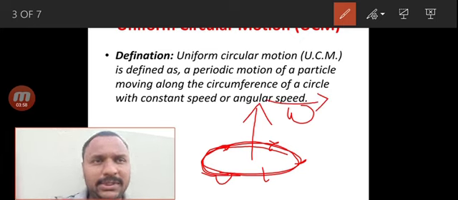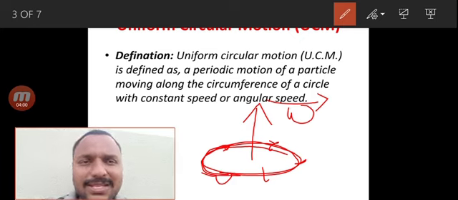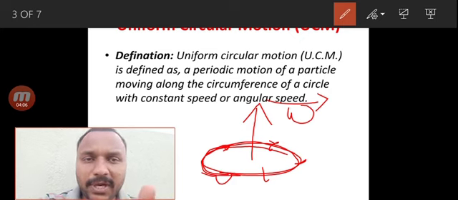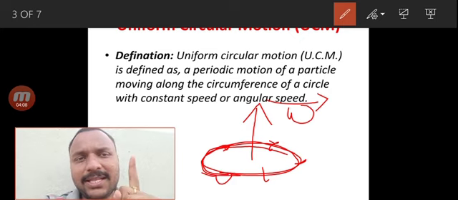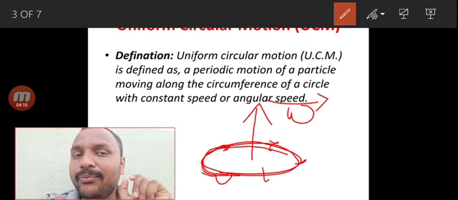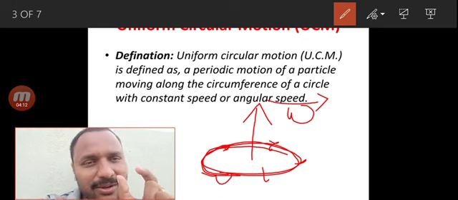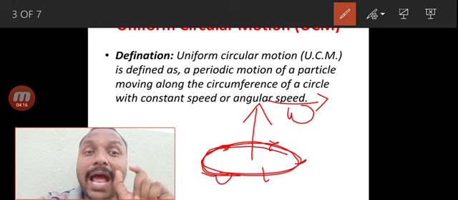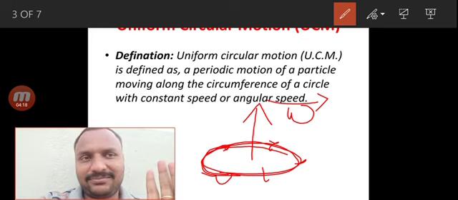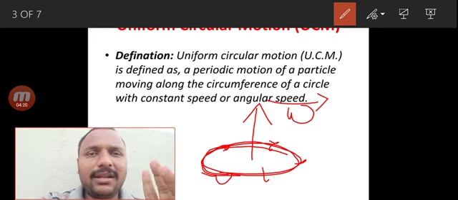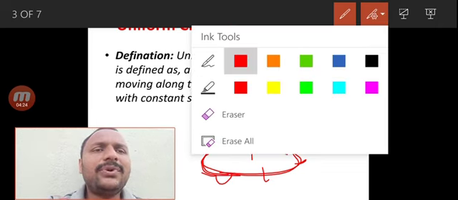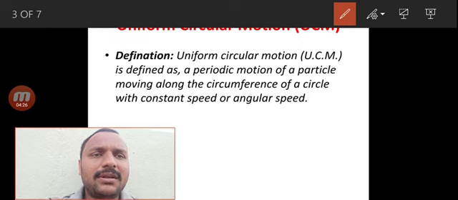Therefore, in the definition we can say that the particle moves along the circumference of a circle with constant speed, meaning the magnitude of linear velocity, or we can say angular speed or angular velocity. Okay, we have quickly revised this concept. After that we take some examples.